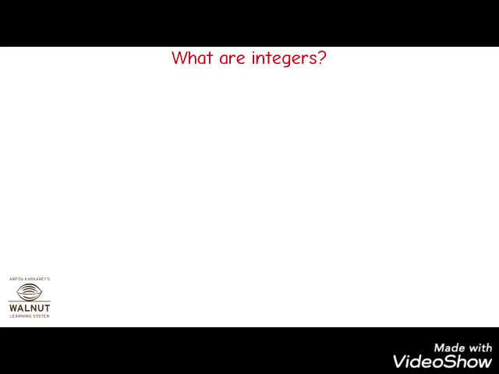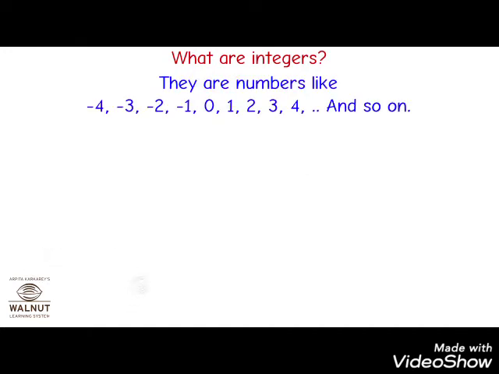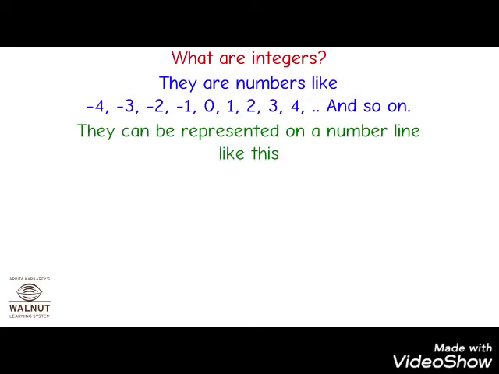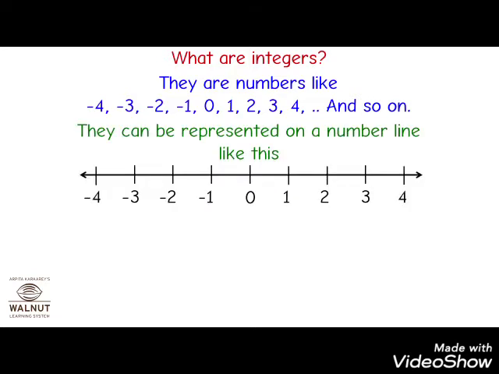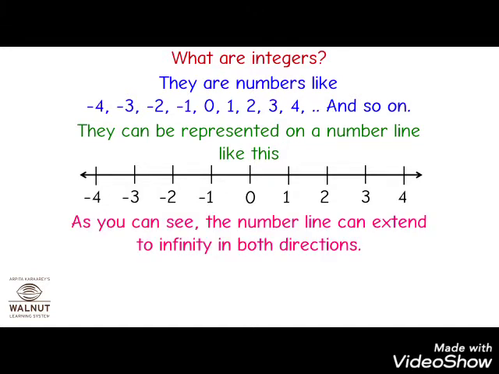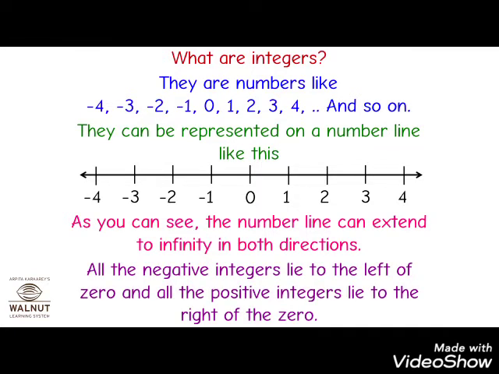What are integers? They are numbers like -4, -3, -2, -1, 0, 1, 2, 3, 4 and so on. They can be represented on a number line like this. As you can see, the number line can extend to infinity in both directions. All the negative integers lie to the left of the 0 and all the positive integers lie to the right of the 0.